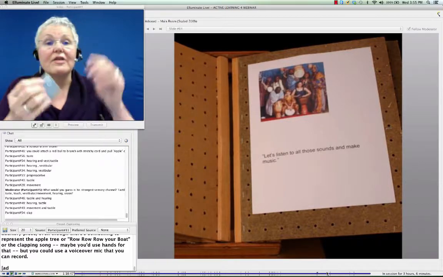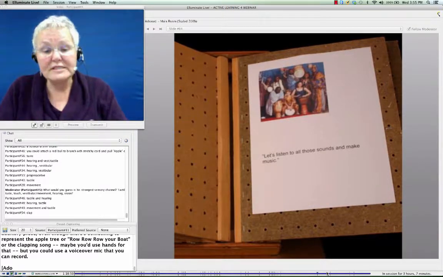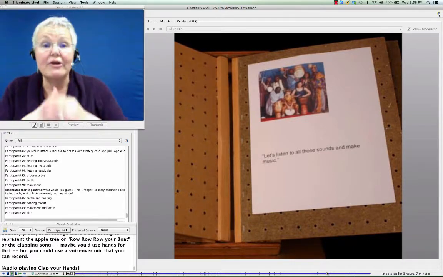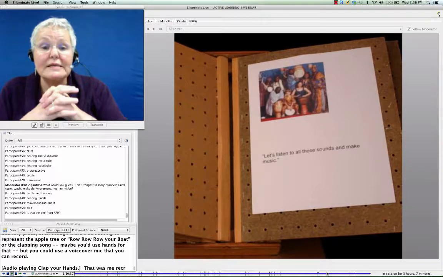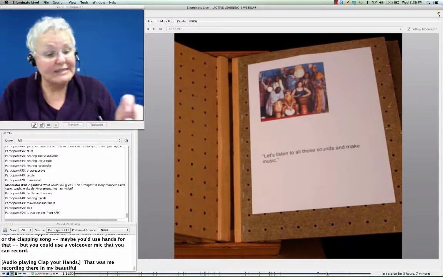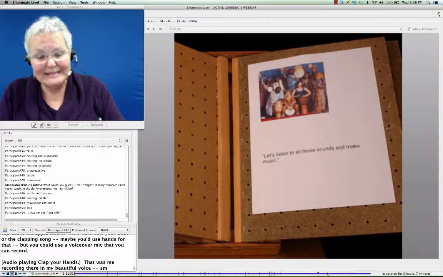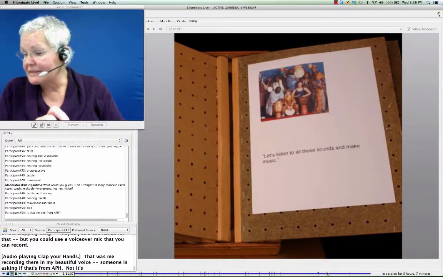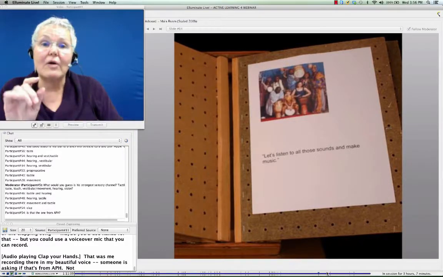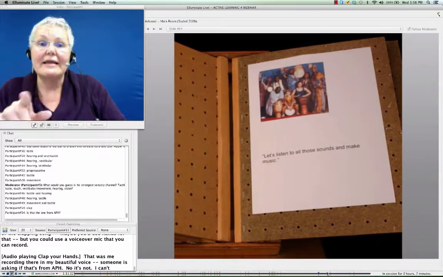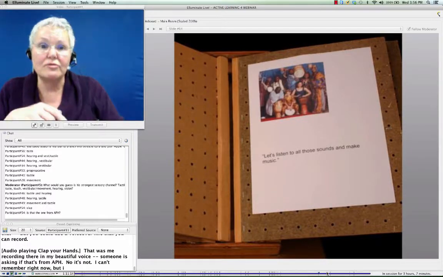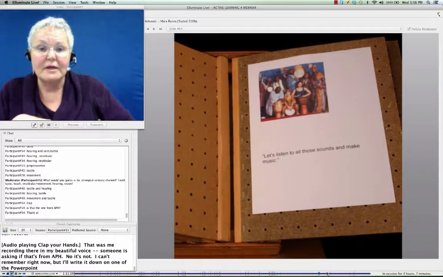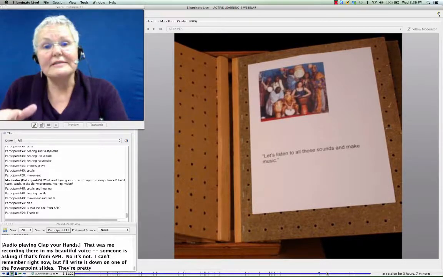So that when you're reading it, you may not do the whole song, and I'm not sure if you could all hear that, but that was me just recording in there in my beautiful voice. And someone's asking, is that from APH? No, it isn't, and I'm trying to remember where it's from, but I've got it written down, so I'll stick it on one of the PowerPoint slides that Michaela sends out tomorrow so that you'll know where you can get those. And they're very simple and they're pretty inexpensive. So those are some things that you can think about.